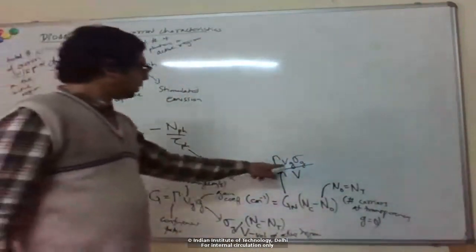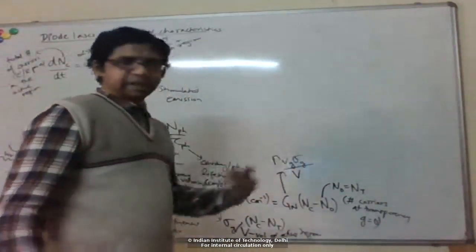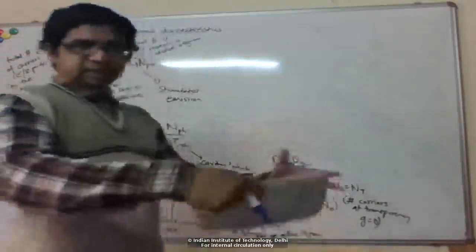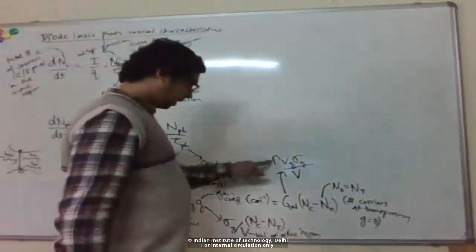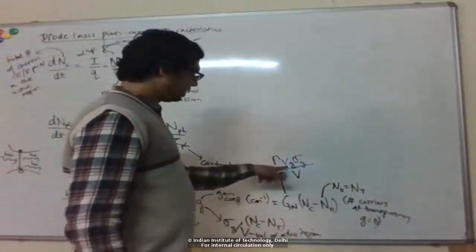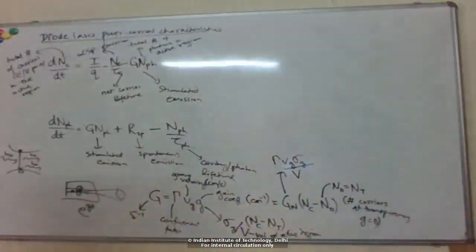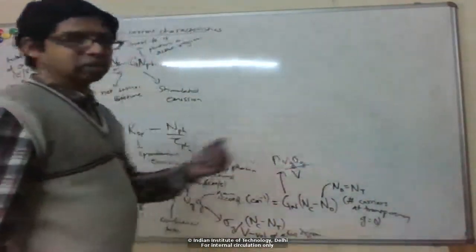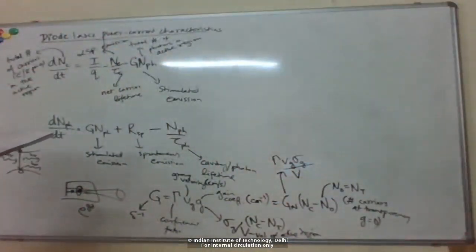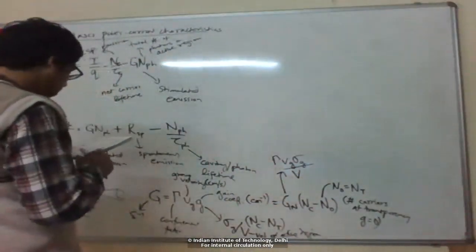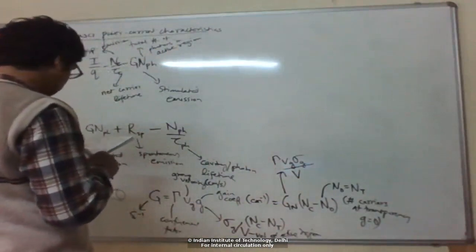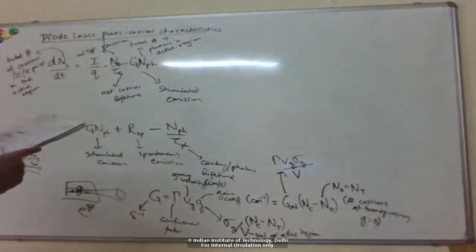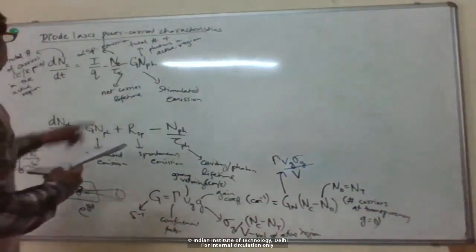Sigma g is a material property. The volume of the active region depends on the device construction. The confinement factor also depends on that a little bit. Vg is also determined by the waveguide that is formed. So these depend on the device, and sigma g depends on the material you use. Okay, so that's G here.